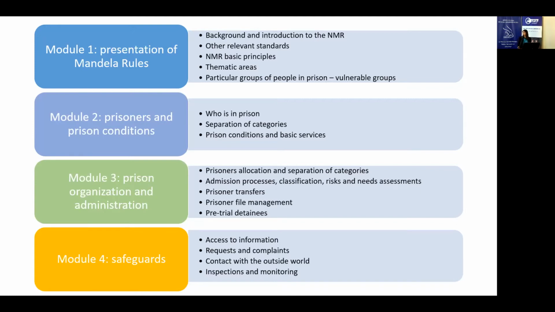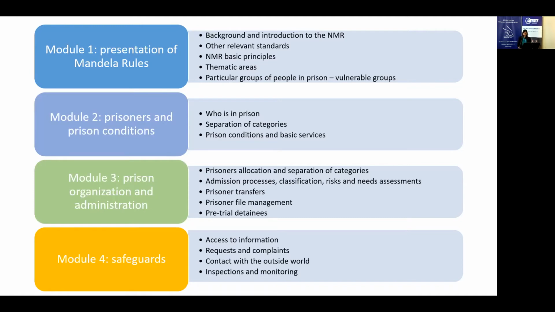The first one is a presentation of the Mandela Rules. It also briefly presents all the relevant standards, for example, related to women or children, and a short overview of the vulnerable categories in prison. The second module presents the different categories of prisoners and covers the minimum physical conditions and basic services that must be provided to all people in prison, for example, related to light, heating, ventilation, hygiene, food, drinks, etc., with an emphasis on individual needs and reasonable adjustments when needed.